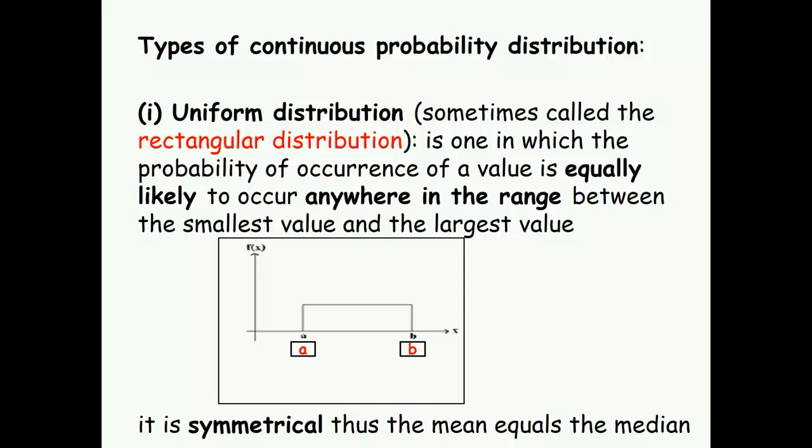Let's go to one type of continuous distribution. The first one is uniform. As you could see, sometimes it is called rectangular. It is symmetrical. Symmetrical means if I have a normal curve and the middle is the mean, then 50% is here and 50% there, and the mean and median would be equal. Because it is symmetrical, anywhere half of it is equal in size, so the mean and median are equal.